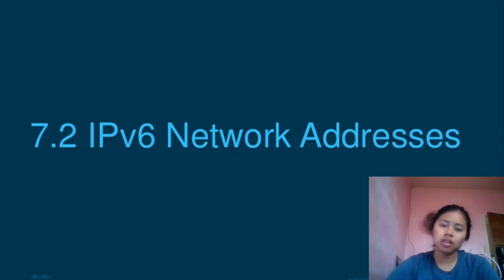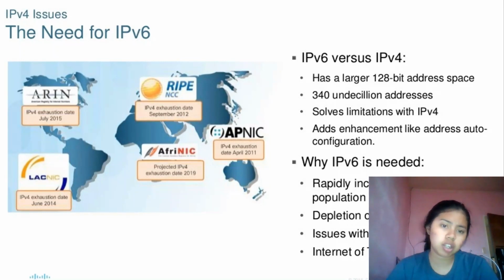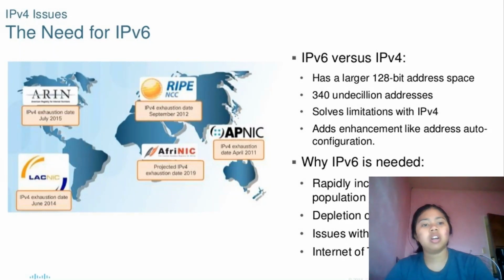IPv6 network addresses. IPv6 versus IPv4. It has a larger 128-bit address space, 340 undecillion addresses, solves limitations with IPv4, and adds enhancements like address auto-configuration. Why IPv6 is needed?